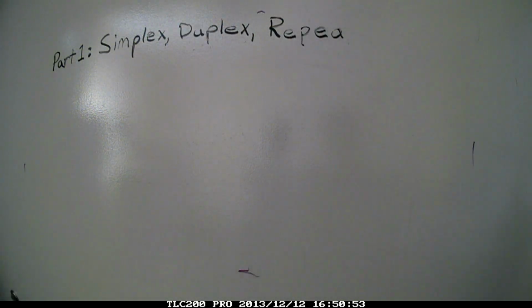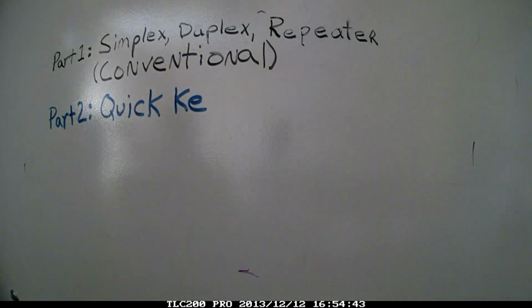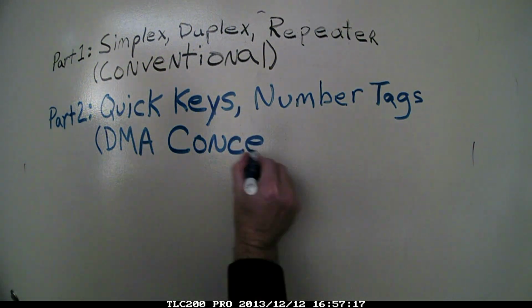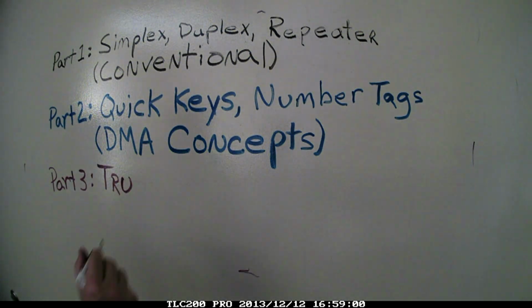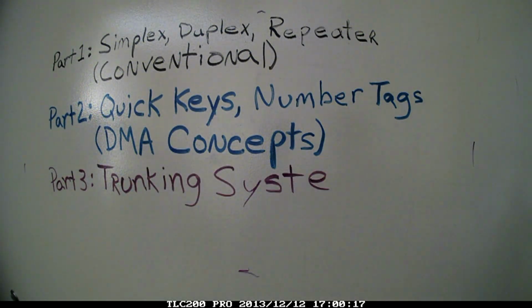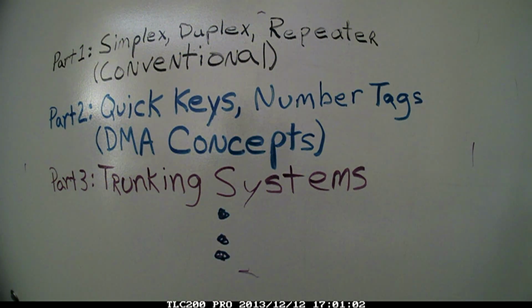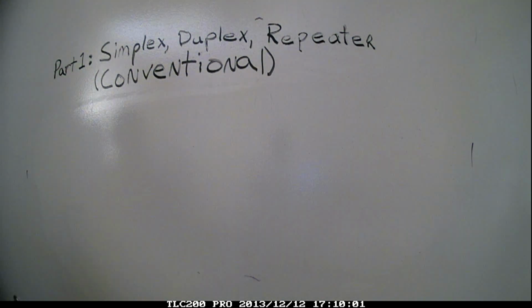In Part 1, I'm going to talk about simplex and duplex repeater systems, what we call conventional systems, and show you how to program them into the scanner. In Part 2, I'll explain how to assign and use quick keys and number tags with the conventional systems we programmed in Part 1, an important concept specific to Uniden scanners for all system types. In Part 3, I'll cover the basics of trunked radio systems and show how to program these into a scanner. Additional segments may follow. So, let's get started with Part 1, Conventional Systems.